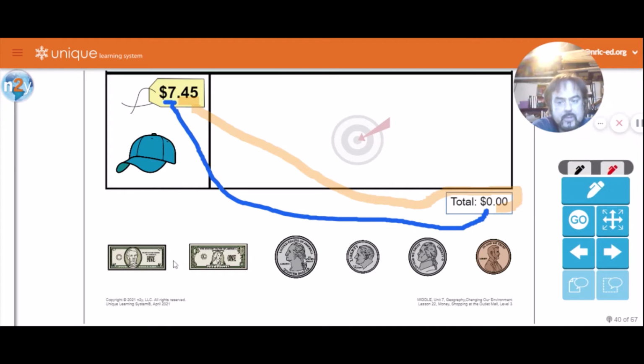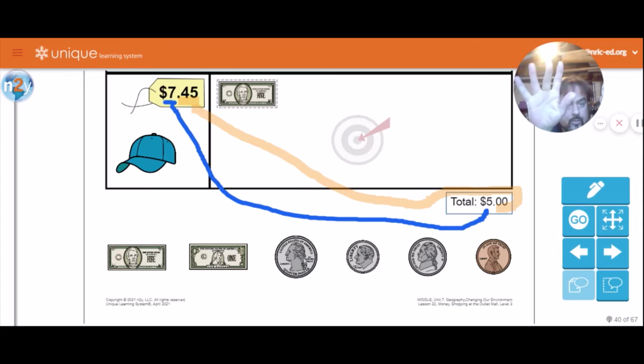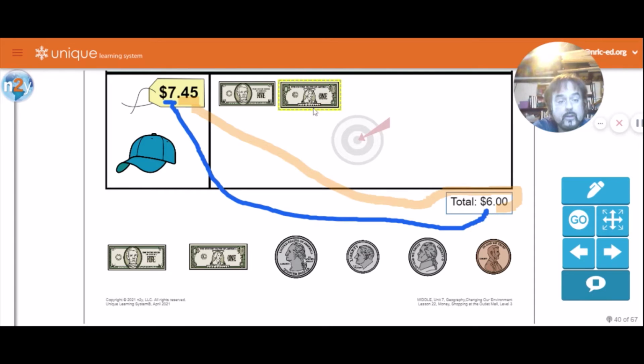All right, so we're going to start by putting a 5 right up here, a $5 bill. And then 5 plus 1, 1, 2, 3, 4, 5 plus 1 is 6. So we're going to put a 1 up here, and that's $6. Now we need another dollar to make 7. 1, 2, 3, 4, 5, 6, 7.